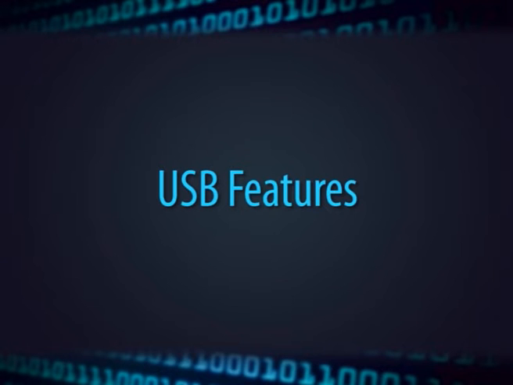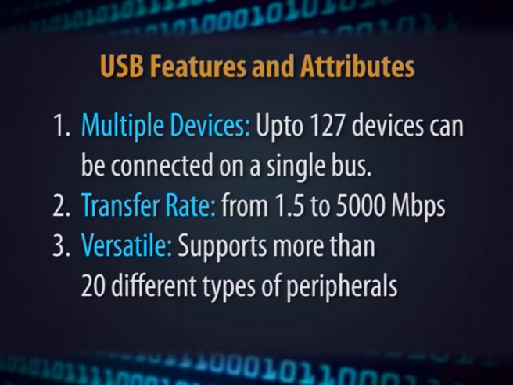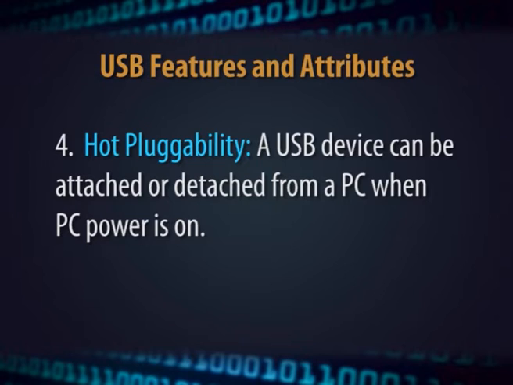USB features. USB is best characterized by following features and attributes. 1. Multiple devices. Up to 127 devices can be connected on a single bus. 2. Transfer rate from 1.5 to 5000 megabits per second. 3. Versatile, supports more than 20 different types of peripherals. 4. Hot pluggability. A USB device can be attached or detached from a PC when PC power is on.